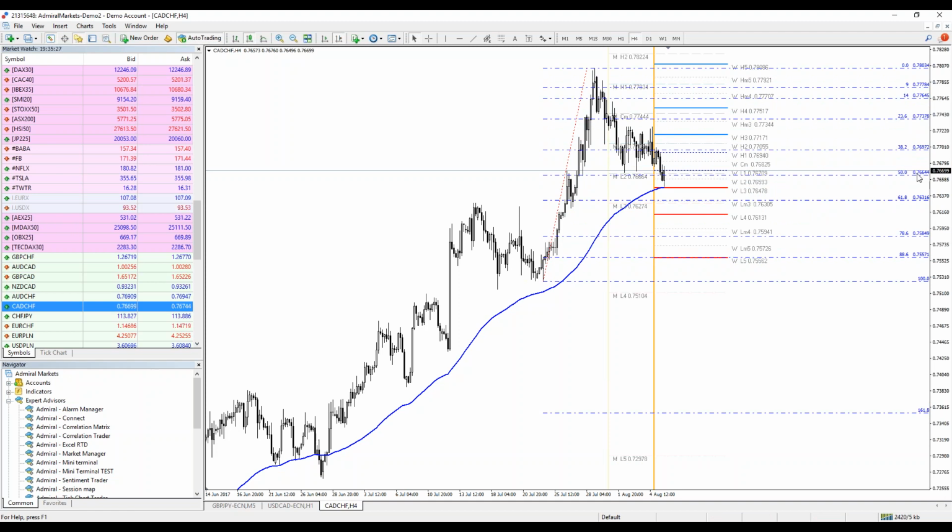Yes, actually it's in the zone, 74, 64, 15 pip buffer, so it's the zone. Yeah, definitely. This is a very good spot to go long. So this is, in my opinion, an uptrend, and it needs to break weekly H3 in order to proceed further up.